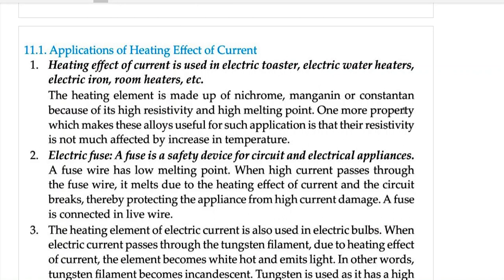So you will study about alloys in chemistry, chapter number 3, metals and non-metals. Right now, nichrome is important. Other alloys you will study later.